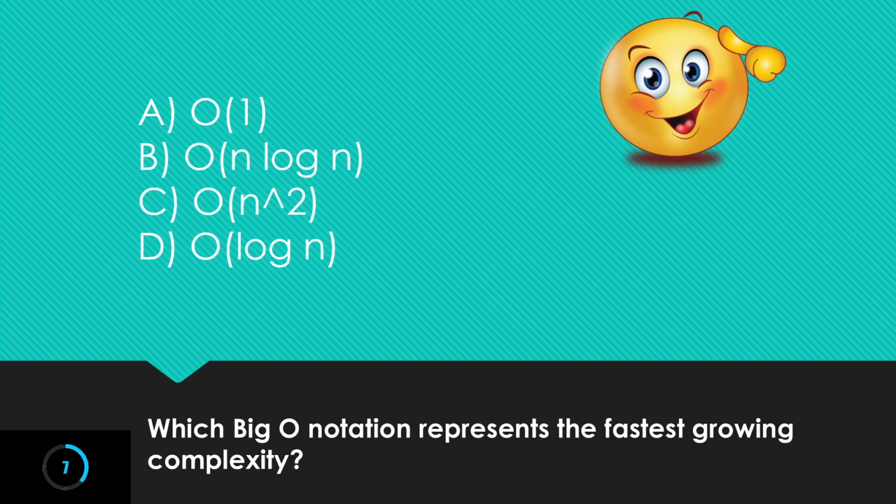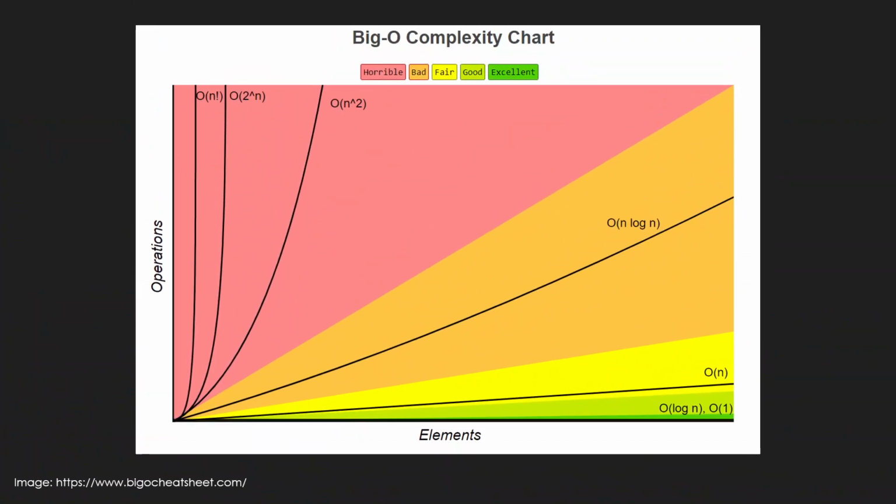Okay, so if you look at this, you can just pause the video and give it a try. What do you think is the correct answer here? Which big O notation represents the fastest growing complexity? So which one is the worst? Which one will grow very fast? Is it O of 1, n, or n log n, or n squared, or log n? So I can just take you back to the graph again. You have a look at that.